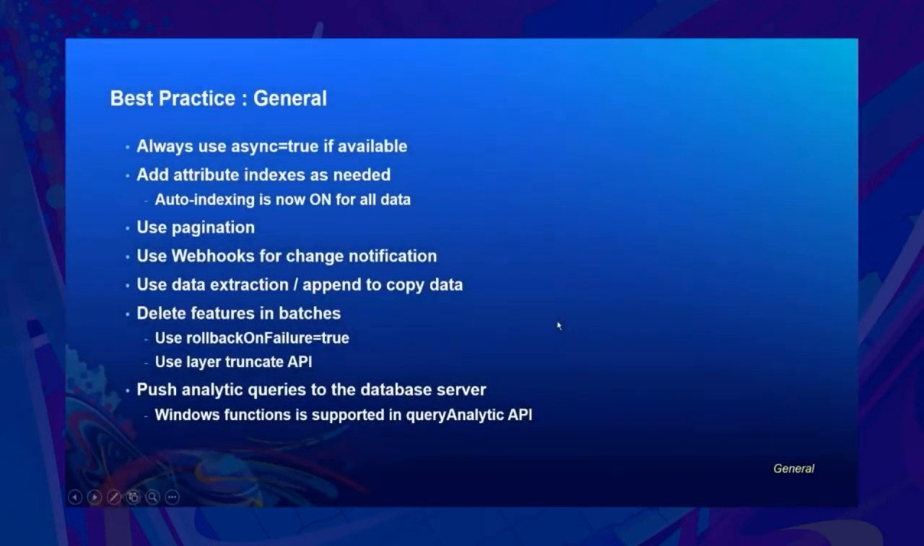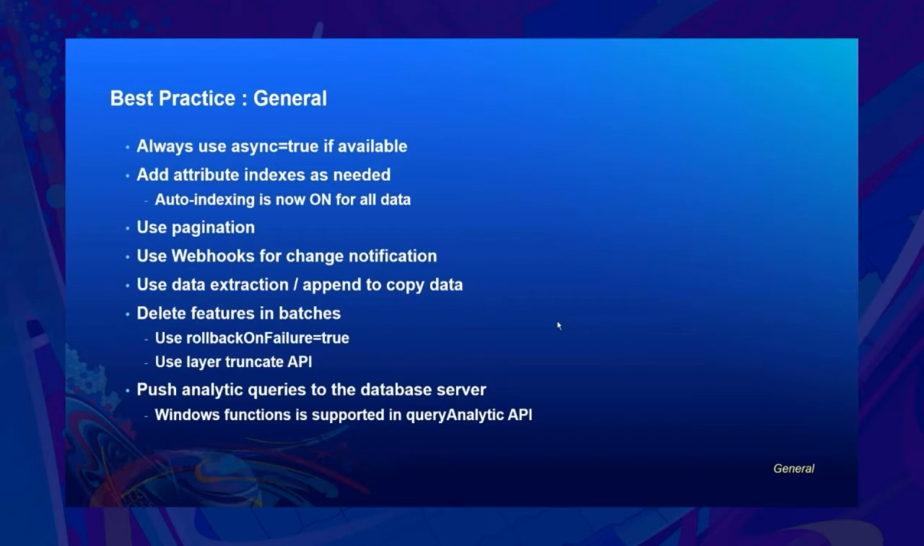Some of the recommended best practices in the general area of feature services: it's worth mentioning the usage of async equal true. Most of the APIs now, or we keep adding more, support async equal true. The whole idea of using async equal true is to allow you to perform large operations without any timeout. So you'll see delete features, calculate APIs, and admin APIs. All of those now support async equal true. Use it instead of executing the API synchronously.